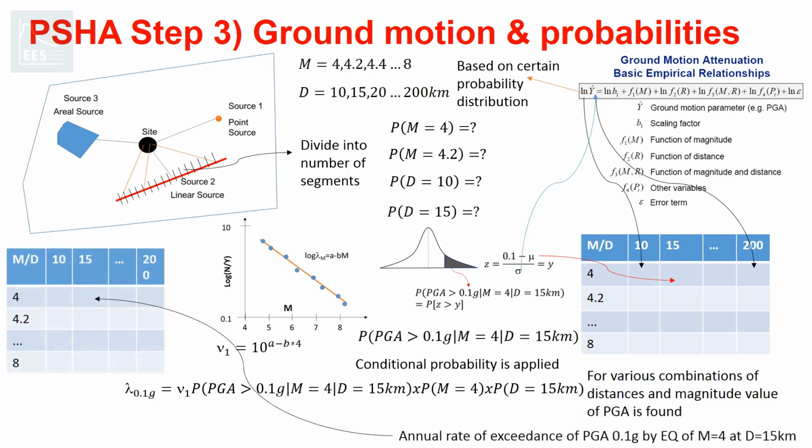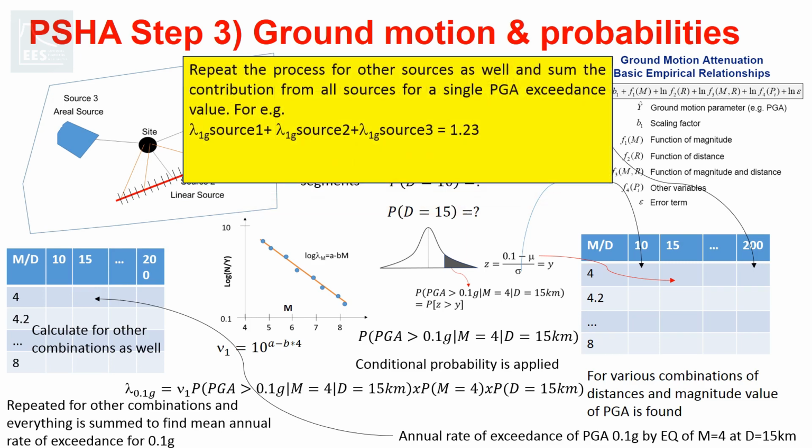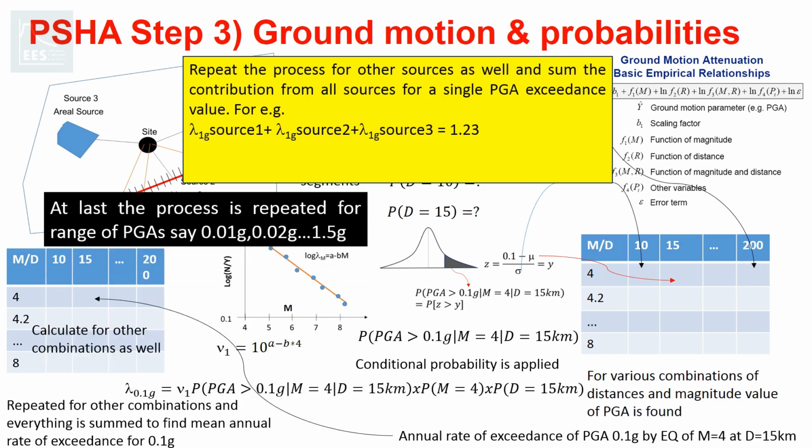Then after that, we repeat this process for other combinations of magnitude and distance. Once we fill up the table, we sum up the contributions from each of the magnitude and distance, and this will give us the mean annual rate of exceedance of 0.1 g. Then we repeat this process for other sources as well and sum the contribution for a single PGA exceedance, say 0.1 g. And in the end, the process is repeated for PGA of a different range. For example, 0.01 g, 0.02 g, up to 1.5 g.